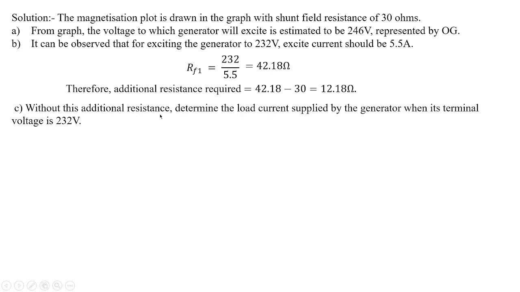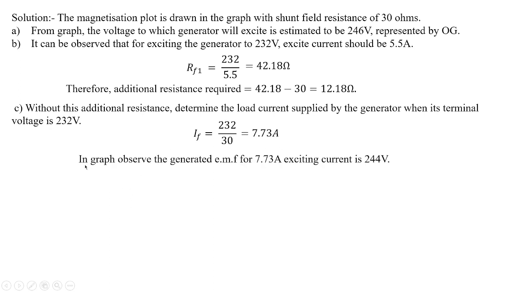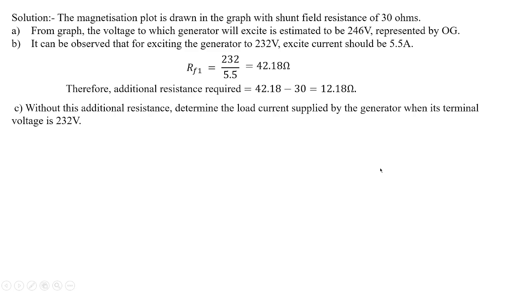Without this additional resistance, we need to determine the load current supplied by the generator when its terminal voltage is 232 volts. So without this additional resistance, the given value of voltage is 232, and the unchanged value of resistance is 30. So that value will be 7.73 amperes. So for 7.73 amperes, the exciting current for this value, the voltage would be 244 volts.